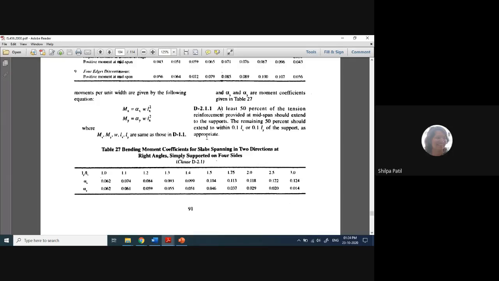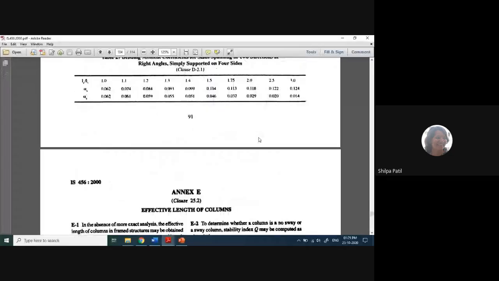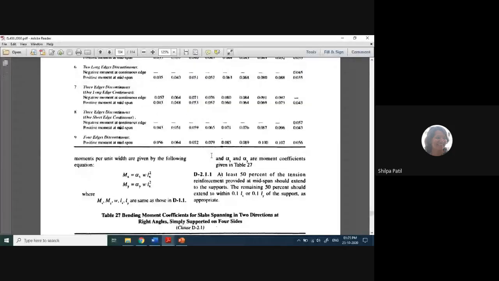Now, what is the next clause given here? I'm simply reading here. At least 50% of the tension reinforcement provided at mid-span should extend to the supports. The remaining 50% should extend to within 0.1 Lx or 0.1 Ly of the support as appropriate. So this we have already discussed regarding the bent up bars. 50% will remain present in the tension zone and 50% will be in the compression zone. The same is given over here. So this is regarding your first case, that is the slab which is simply supported on all 4 edges and the corners are free to lift up.